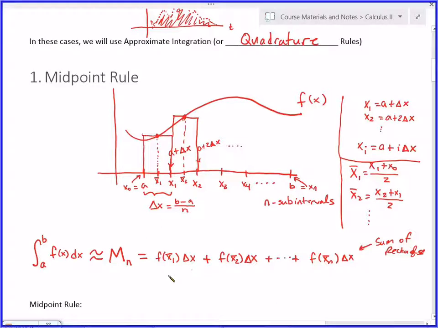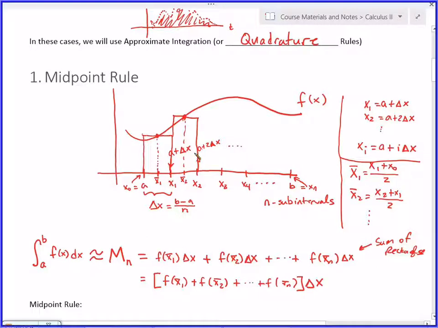But notice they all have a delta x in common, so I'm just going to factor that delta x out to the right and say this is f of x1 bar plus f at x2 bar plus dot dot dot plus f at xn bar. So just find your midpoints, plug them all into the function, add all those values up, and multiply by delta x. And now you have an approximate value for your integral. And the higher the n, you got more work to do, but the closer you get.